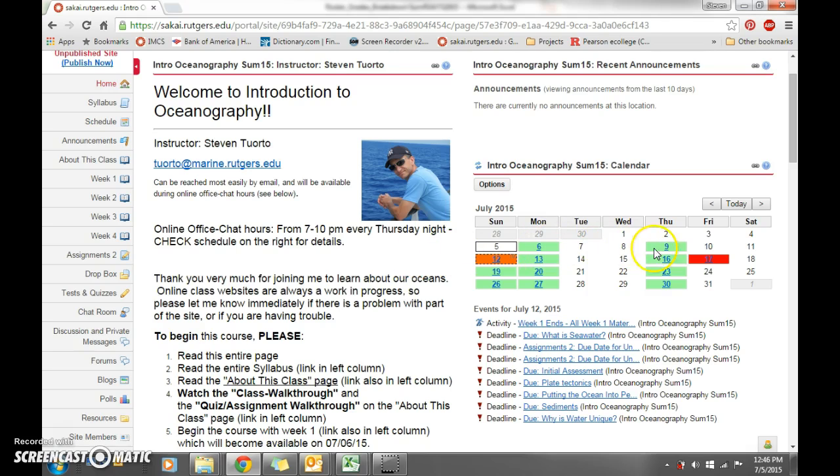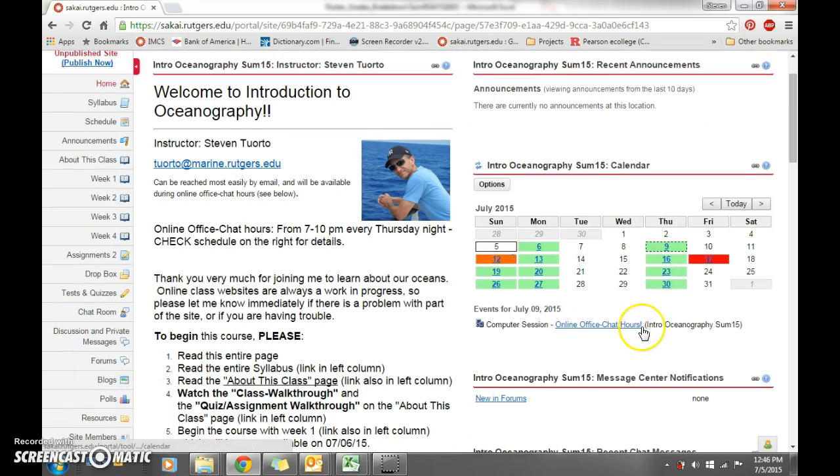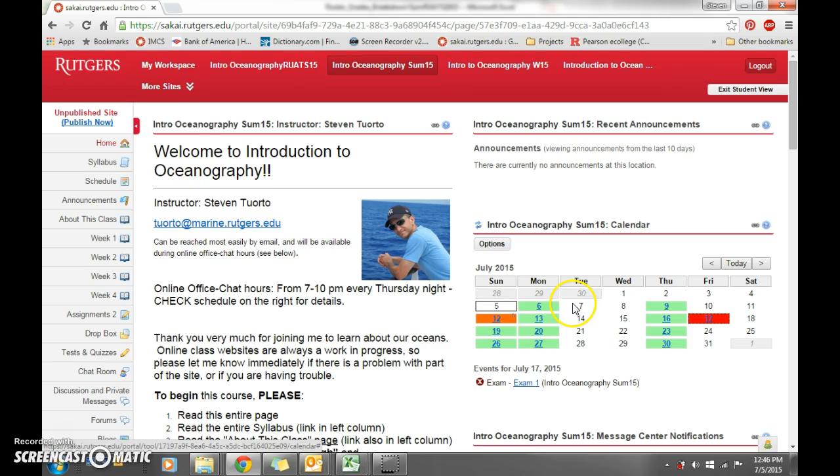So other things on the schedule here, Thursdays. Every Thursday I have listed online office chat hours. Things that show up in orange mean there are things due that day, and things that show up in red are a bigger thing that's due. Like, on the 17th exam 1 will become available.